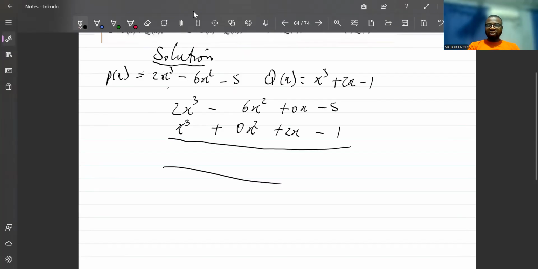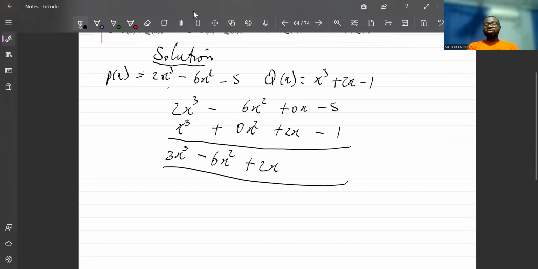If I now solve this, remember the first one is addition. I'll now have 2x cubed plus x cubed will give me 3x cubed. Negative 6x squared plus 0x squared will still give me the same thing, minus 6x squared. And the same thing happens here, 0x plus 2x will still give me 2x.